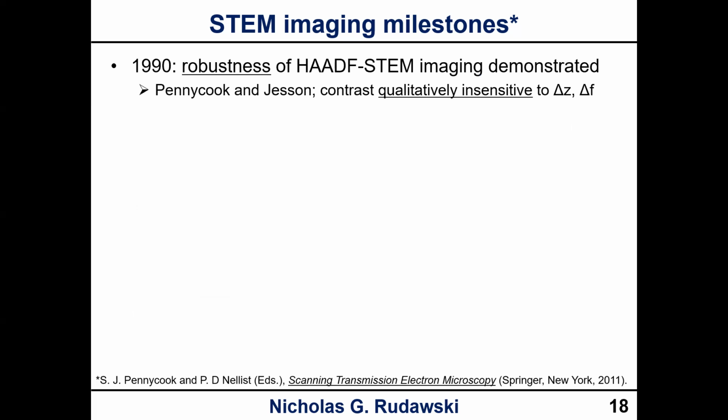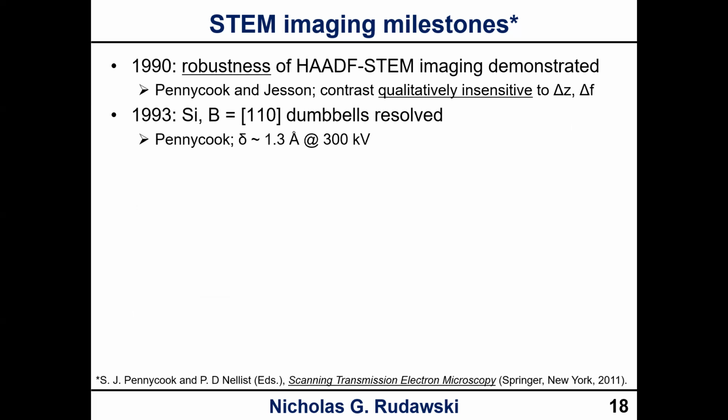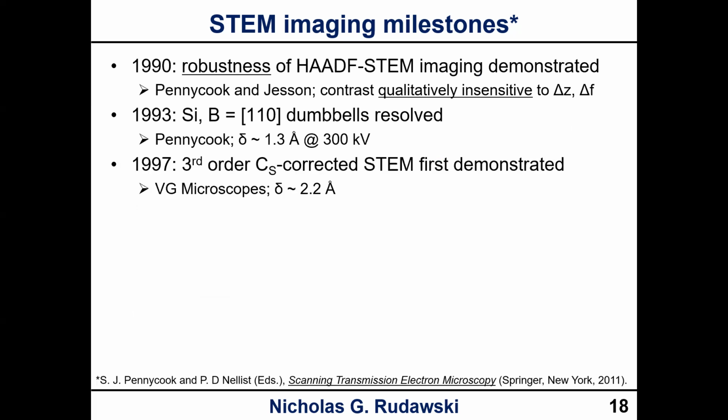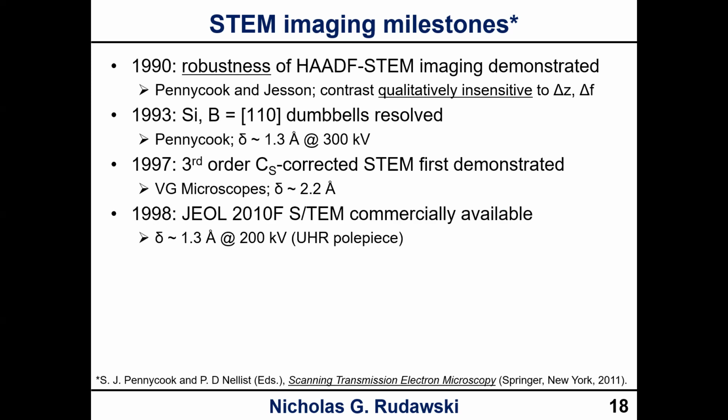In 1990, the robustness of HAADF-STEM was demonstrated, and I'm going to explain what that means in a little bit greater detail shortly. And then in 1993, for the first time, the silicon dumbbells along 110 were resolved. Okay, so that's about 1.3 angstroms, which was at 300 kilovolts. In 1997, this was the first time CS-corrected STEM was demonstrated. Okay, so this wasn't sub-angstrom the first time it came out, but it was about 2.2 angstroms.